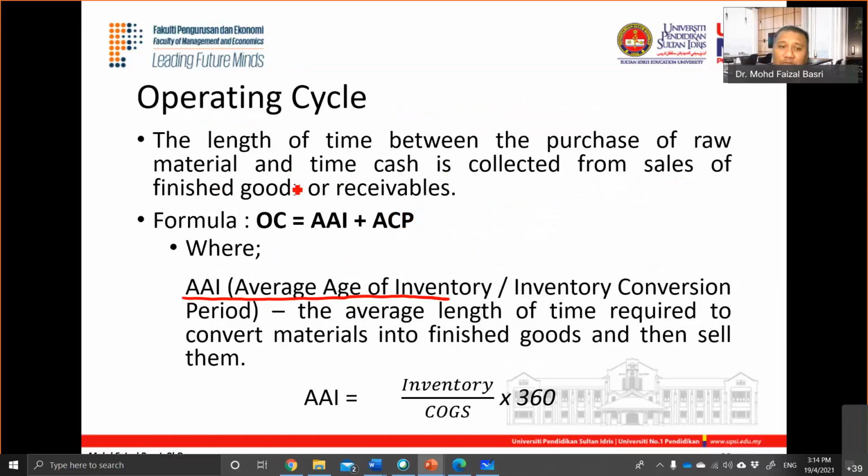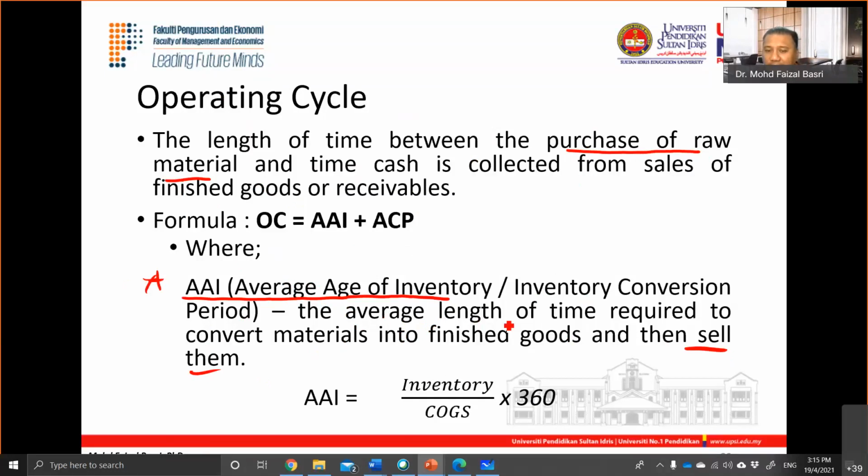It refers to the average number of days taken from the day you purchase raw material until the day you sell the goods. Don't look at the one above, because that is the operating cycle; we look at the one below. The average days taken from the day you purchase raw material until the day you sell the goods. So that's AAI.